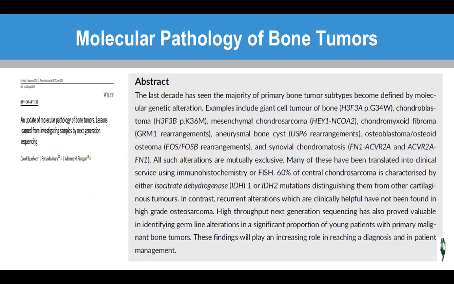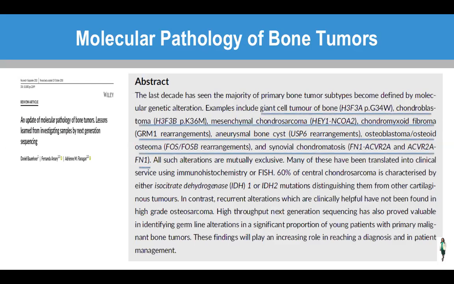So how about the molecular pathology of tumors? One point I'd like to make is, if you're planning to do molecular testing for bone tumor, please save the tissue without decalcification, because decalcification will make the molecular testing not possible. This article is published by a friend of mine, Dr. Andrew Flanagan. They are located in London.